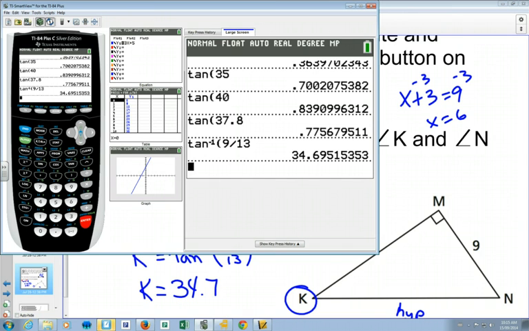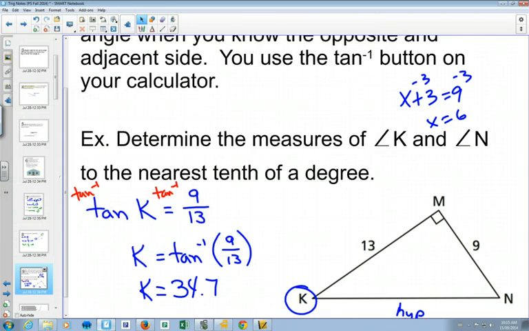Does it say how much to round to? To the nearest tenth. Have to remember our degree sign. We rounded, so I'll try and make those squiggly to say that's an approximation. So we know that this is 34.7 degrees. And that's a lot faster than guessing until we get close enough.